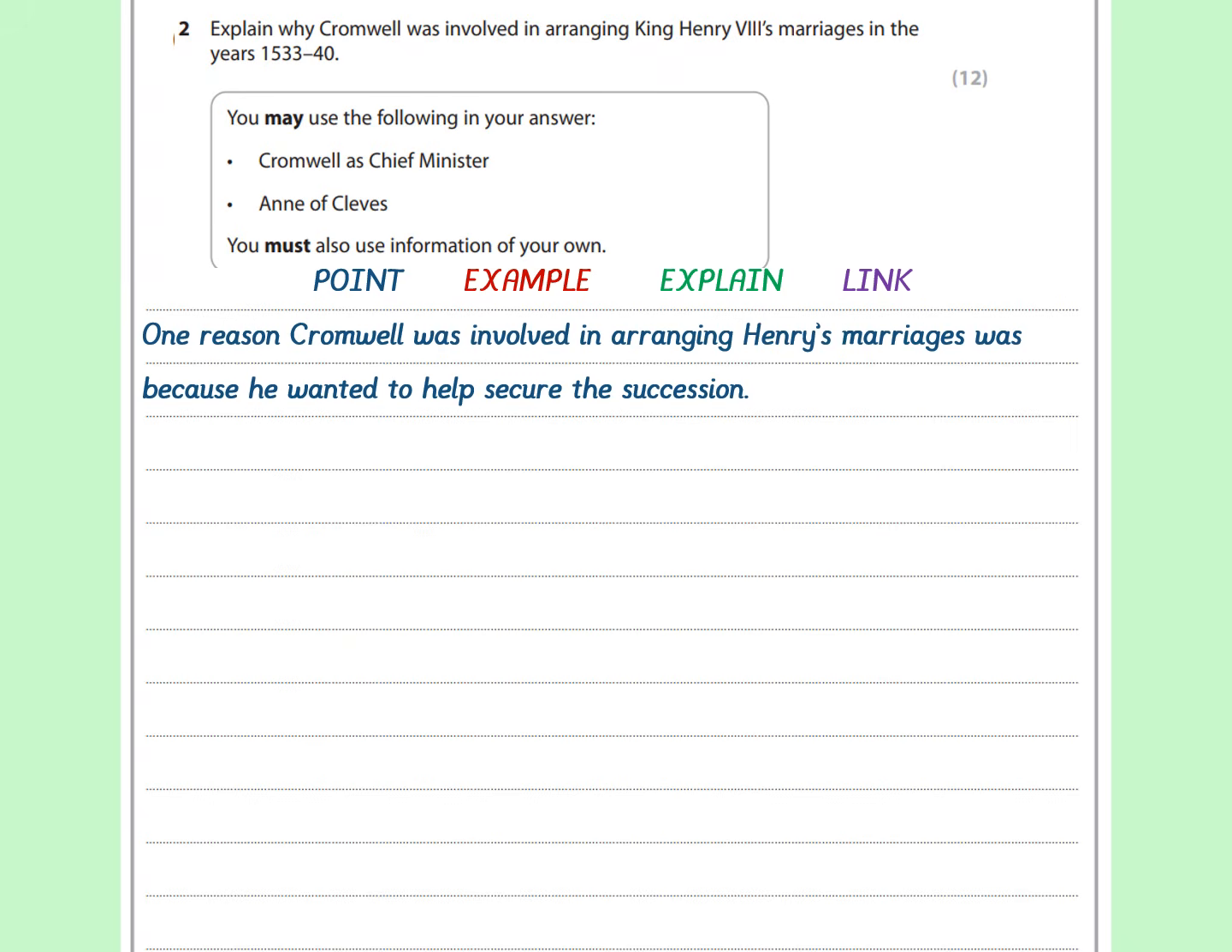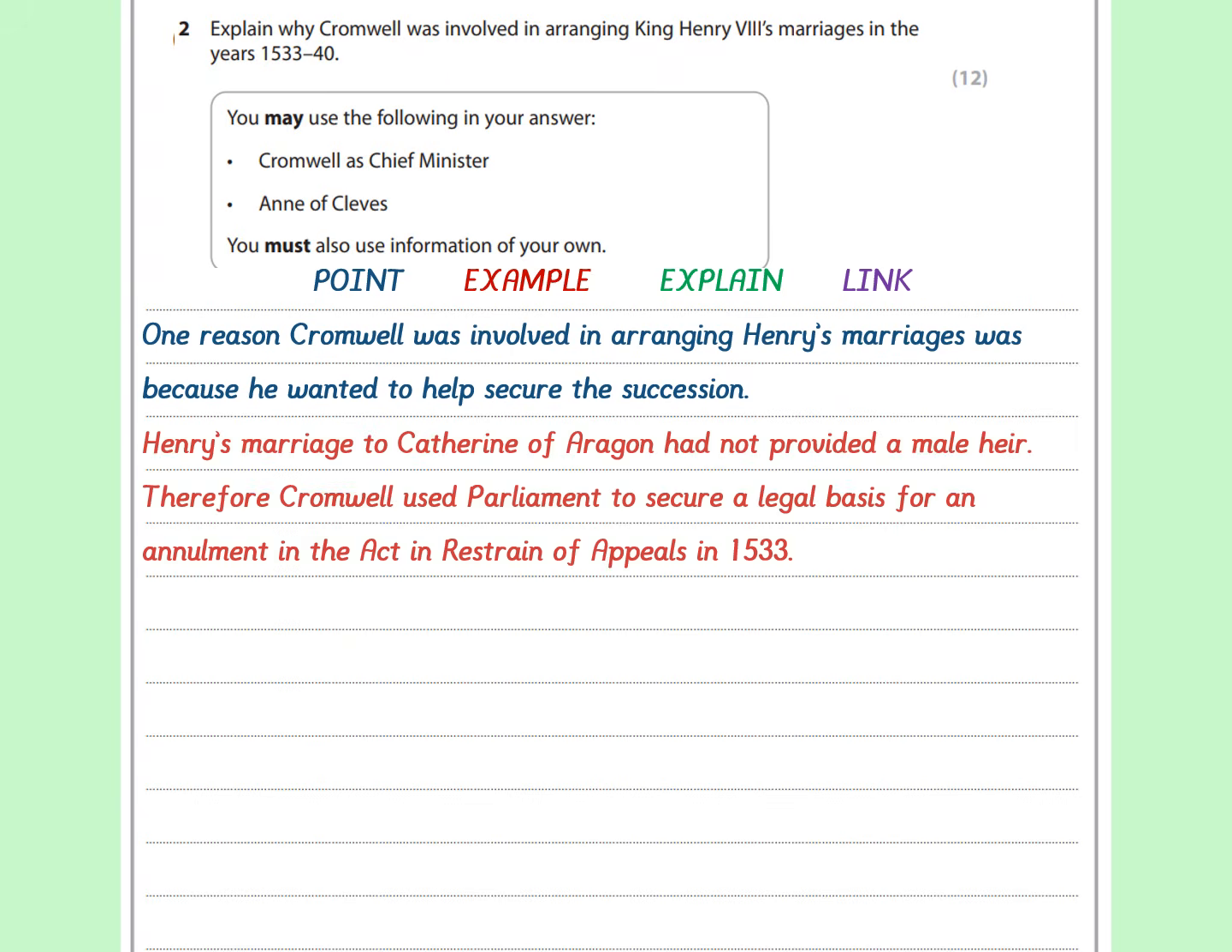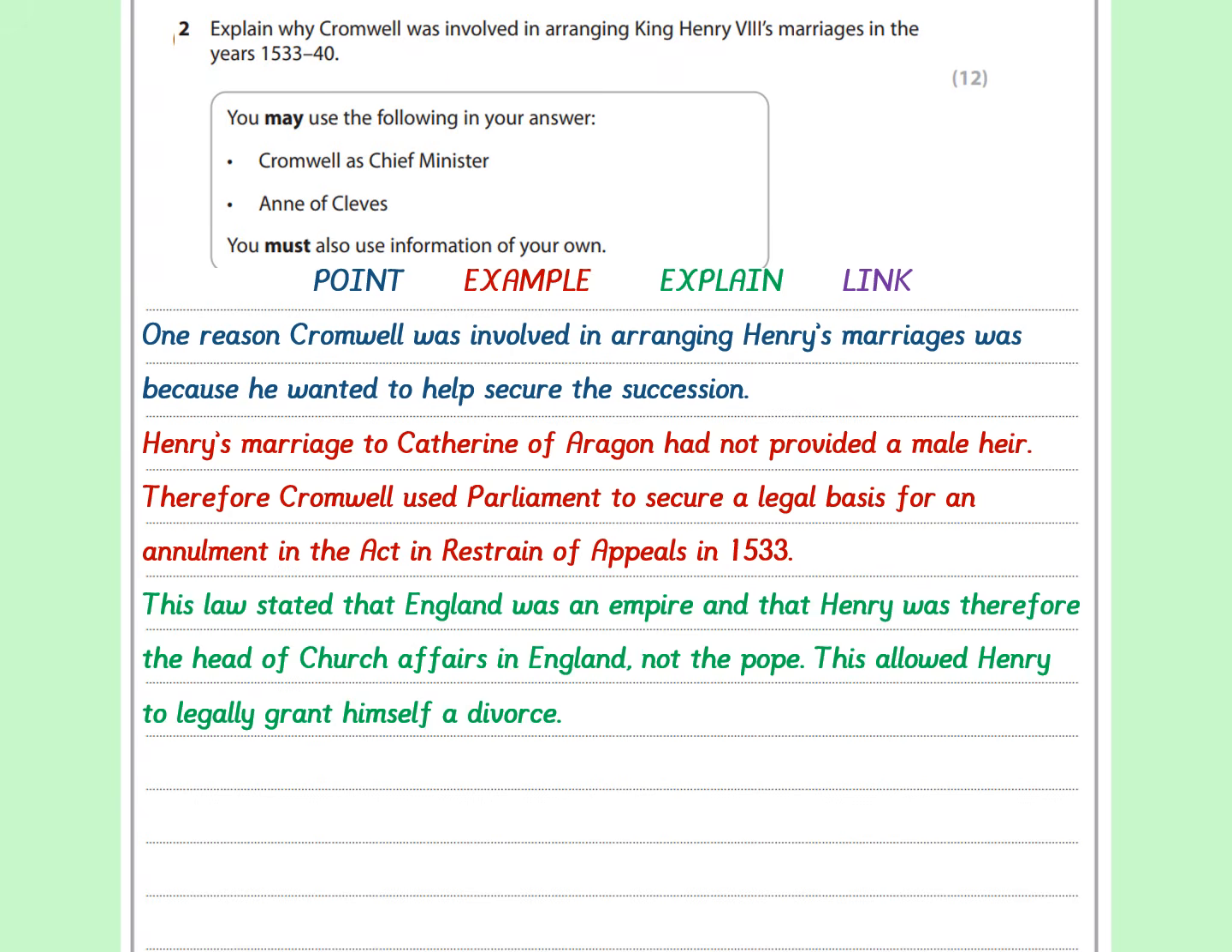Firstly, making my point. One reason Cromwell was involved in arranging Henry's marriages was because he wanted to help secure the succession. Nice and to the point there. Then my example. Henry's marriage to Catherine of Aragon had not provided a male heir. Therefore, Cromwell used Parliament to secure a legal basis for an annulment in the Act in Restraint of Appeals in 1533. There's my example, and now I explain it.